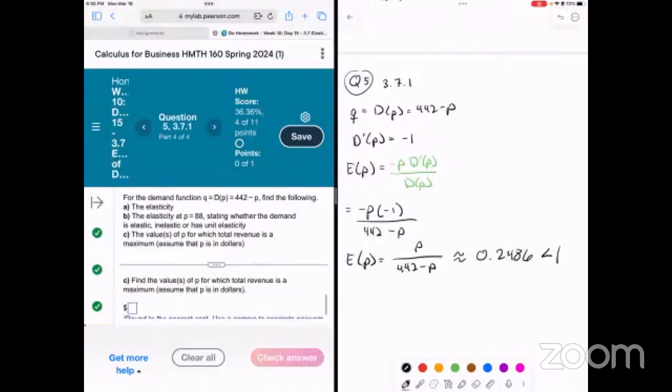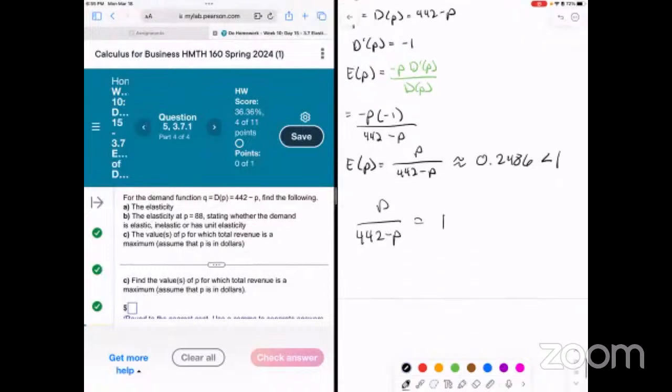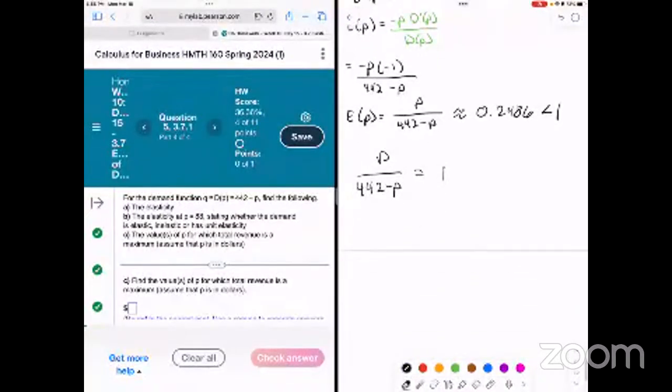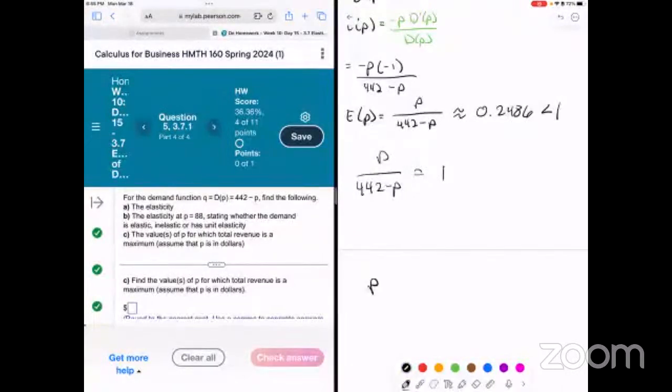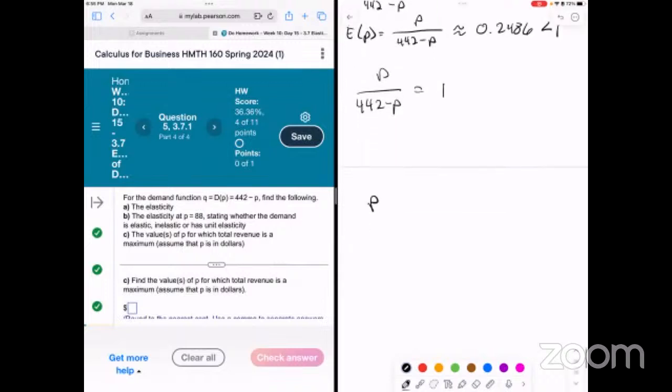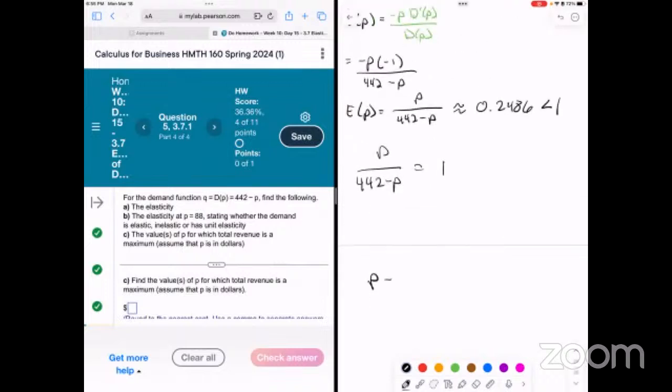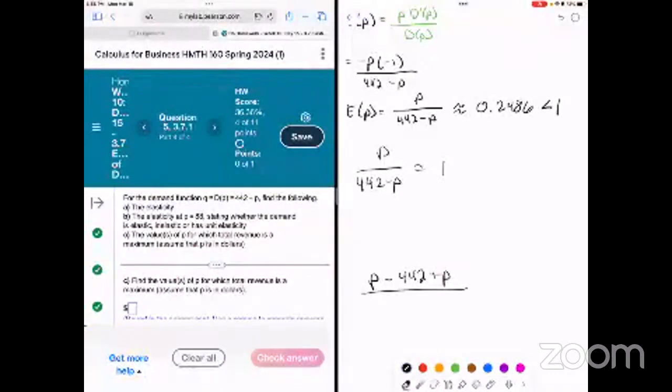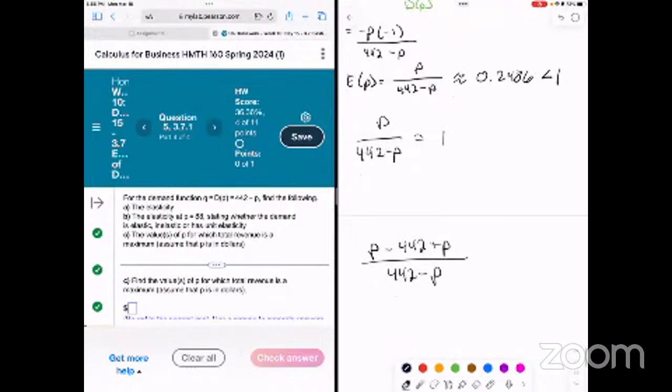So we want to maximize this. That's when the elasticity is equal to 1. So we set the elasticity equal to 1 and solve. If I subtract 1, on top I'm going to have minus 442 plus P over 442 minus P. Okay, that's equal to 0.